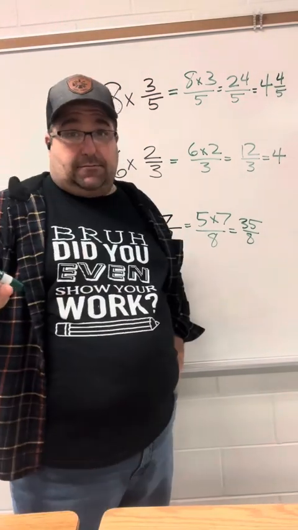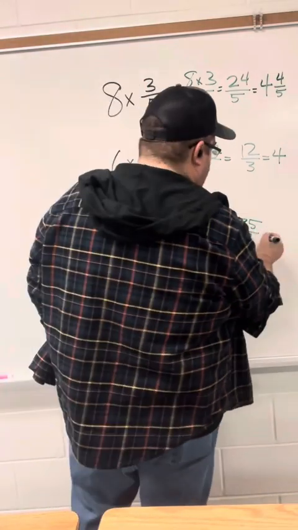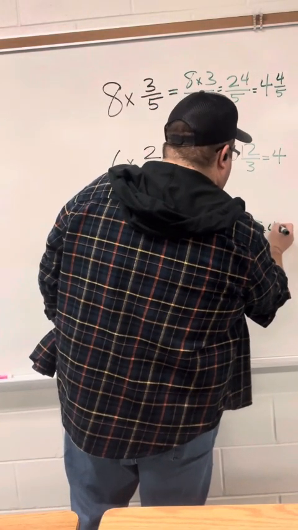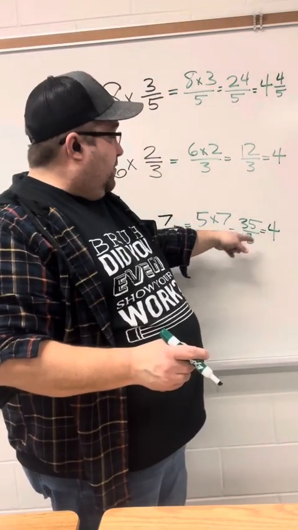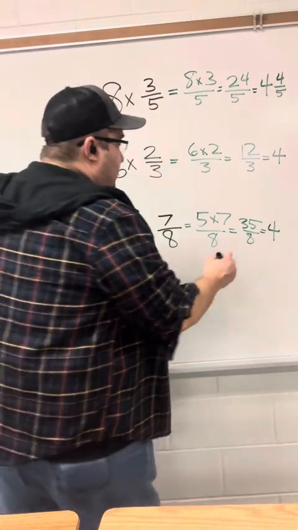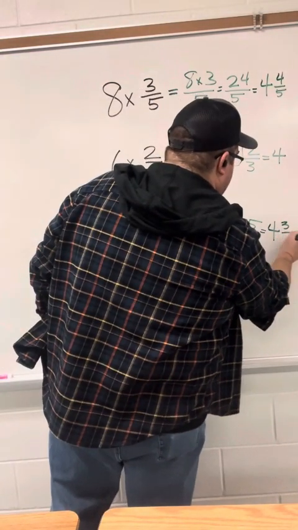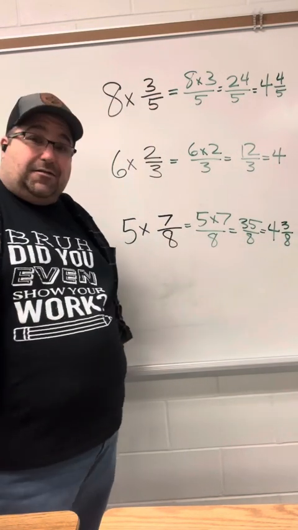To be clear, I just randomly came up with these. I did not know if they were all going to have 4 as the whole number, but hey, why not? So 35 divided by 8. Well, 4 times 8 is 32. 33, 34, 35. 3/8 left over. 4 and 3/8. So, not too tough, is it?